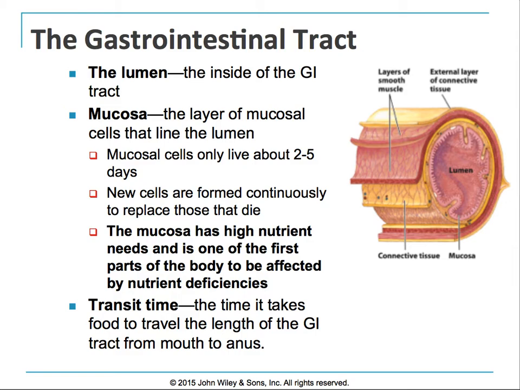Transit time. You're going to see this word again in this chapter. When we say transit time, what we're referring to is the time it takes food to travel the length of the GI tract. This is from the moment you eat it until you excrete it as waste.